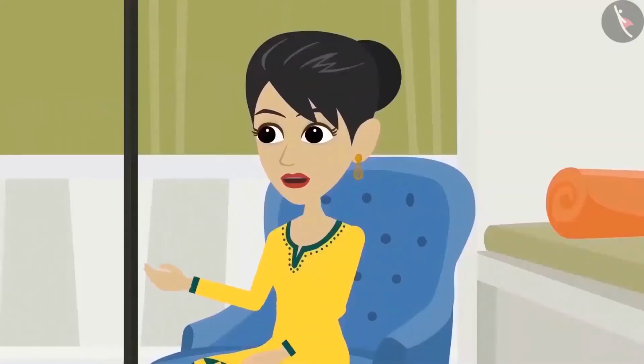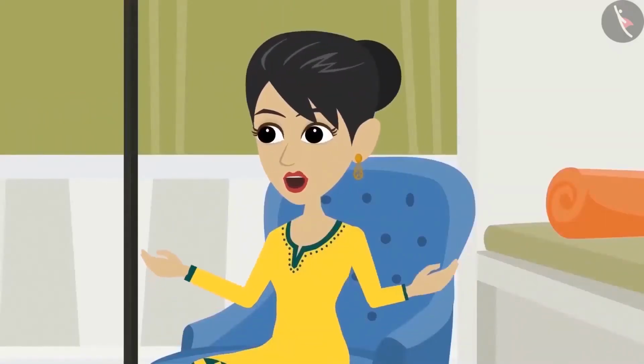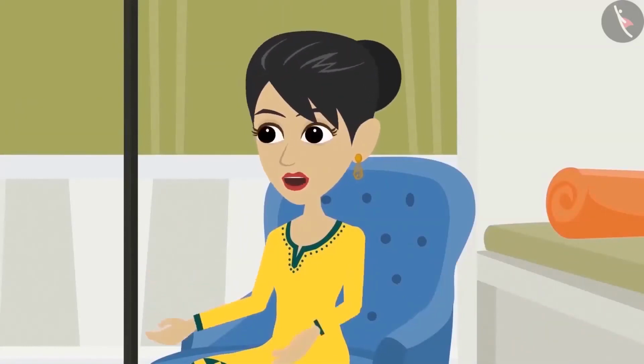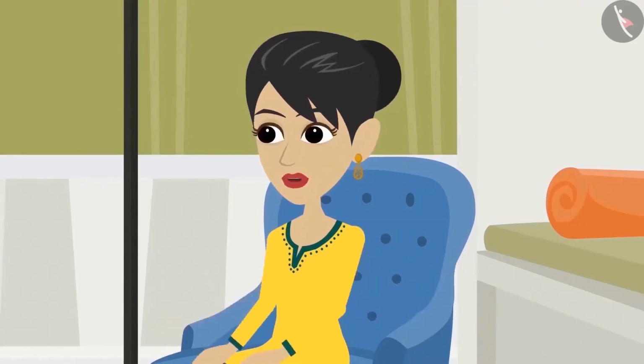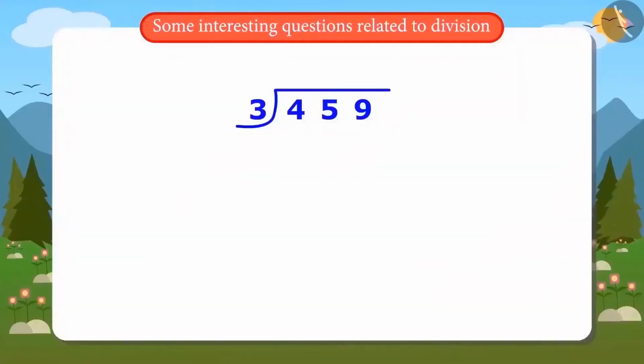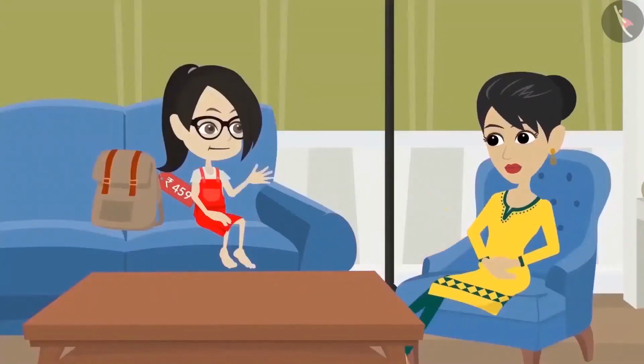"Okay, Vandana. It is easy to divide big numbers. See, when you have to divide big numbers, then don't divide the whole number together. Just divide it digit by digit. Like, we will not divide this whole number, but instead we will divide the first digit 4 by 3. Okay, now you divide." "Okay, Mummy."